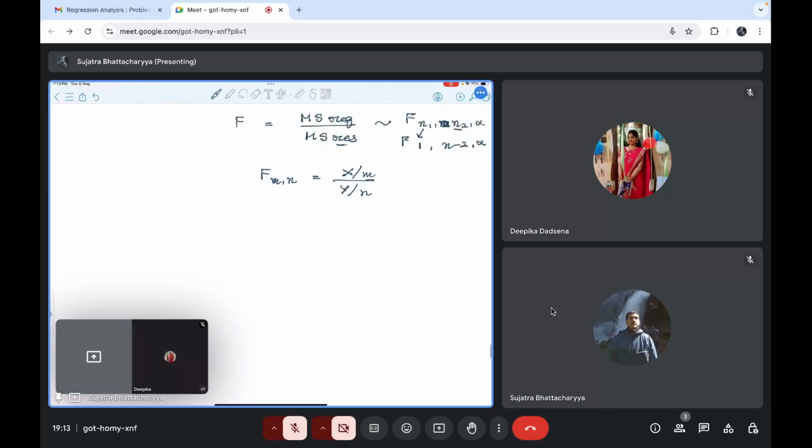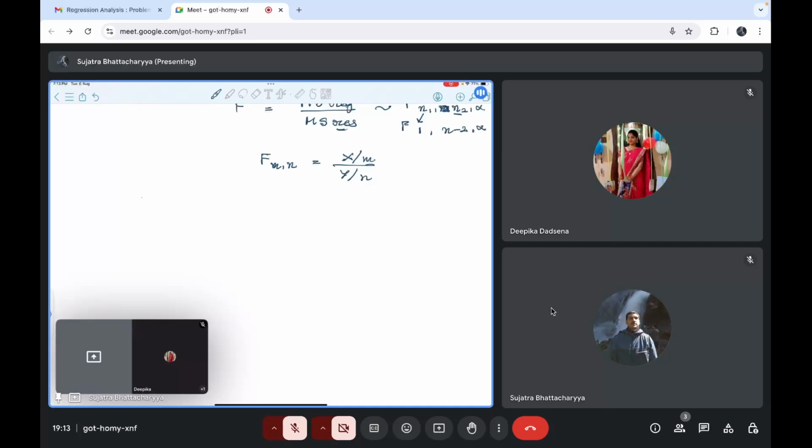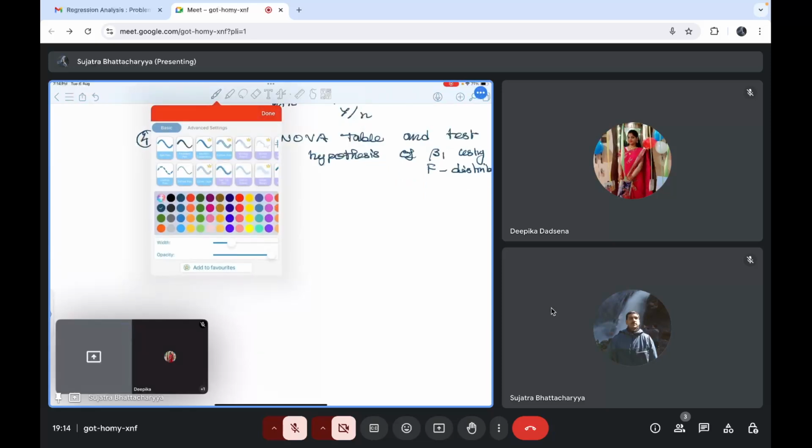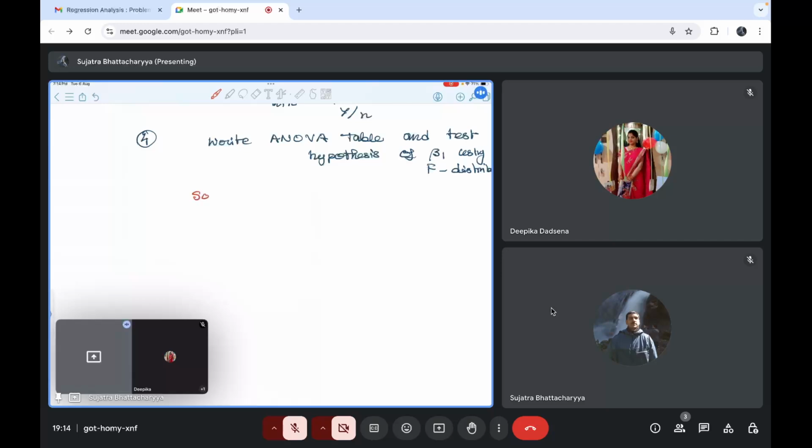Okay, so now let me put another thing. Let us write the ANOVA table for the data which we have. So this is the fourth problem. Write the ANOVA table and test the hypothesis of beta 1 using this F distribution. Actually F and t are related, so that's why it is either or. You can do it with the t distribution, you can do it with the F distribution, anything. Okay. So again, we can write that ANOVA table, source of variation.